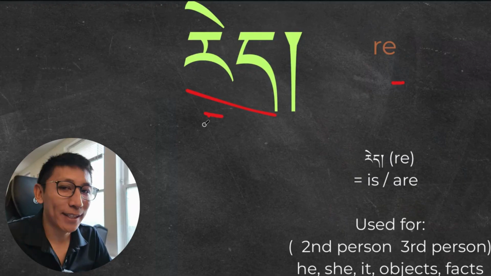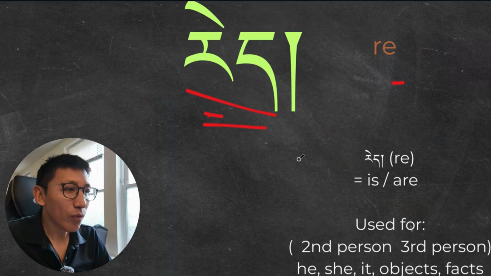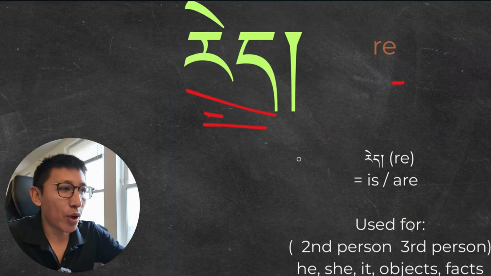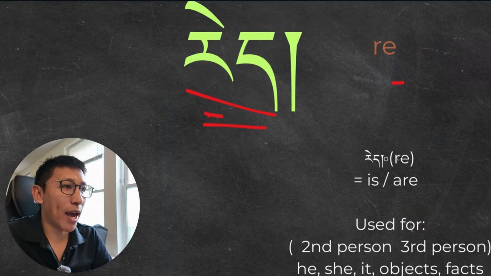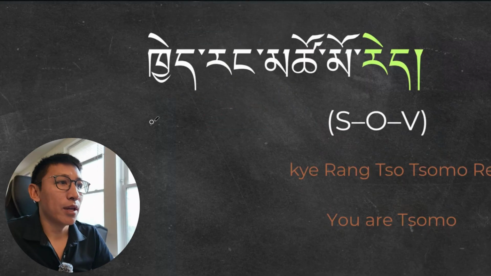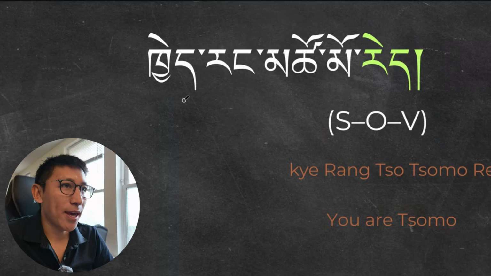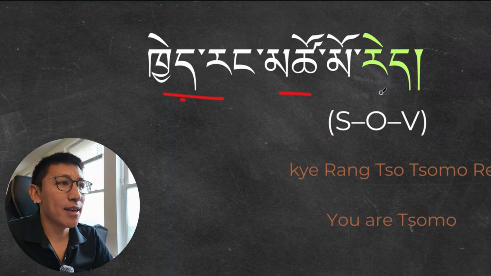So re, ratenbur re, ta re. Re is generally used in the second person or third person. So we have here the second person, this is the subject, right? Kerang. Chomo is the object. Re comes at the end. Kerang chomo re.